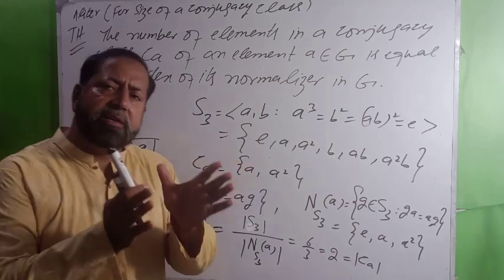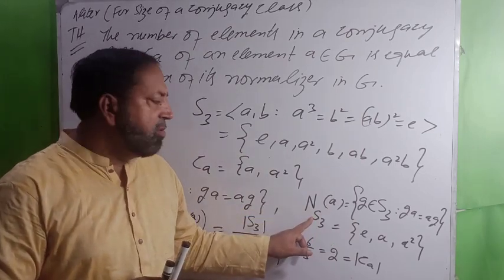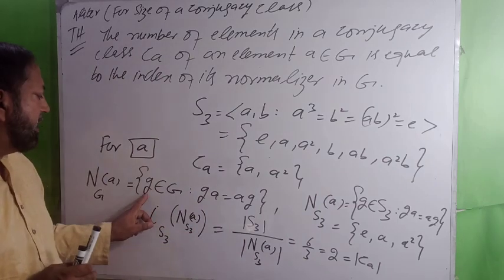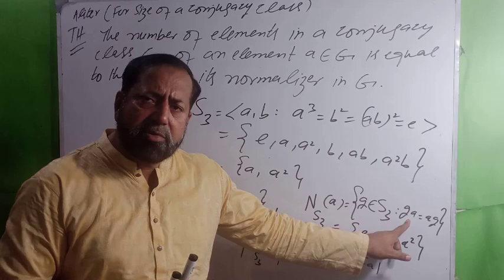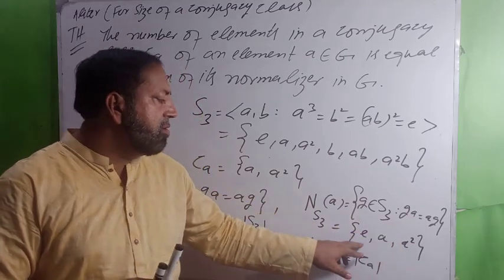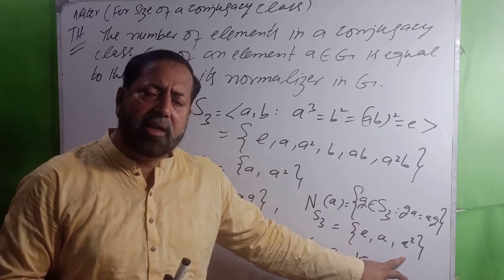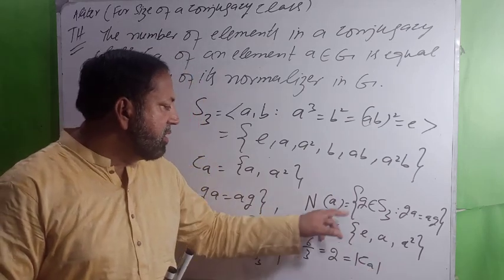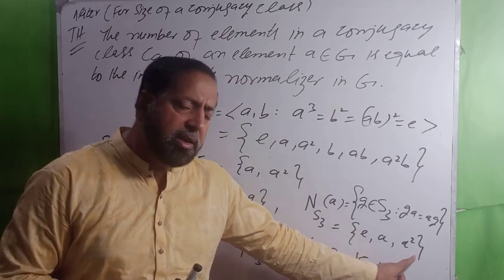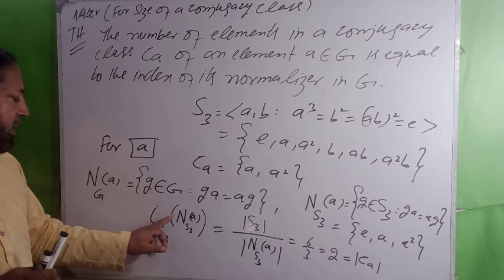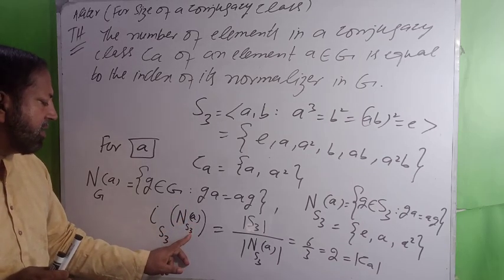The idea is to find its normalizer. You can find the normalizer of A in S3, the elements of S3 which commute with A. You know that E, A and A square are the only elements commuting with A, so the normalizer of A is {E, A, A square}, and then you need to find the index of the normalizer of A in S3.